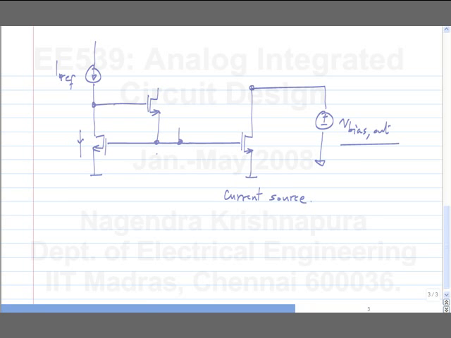So first of all, what is the voltage at this point? It is 2 VGS. So it may or may not be close to 0.9. If it is close to 0.9, well and good. Then what else is the problem with this circuit? Is it complete?